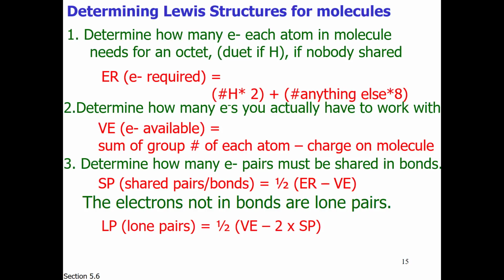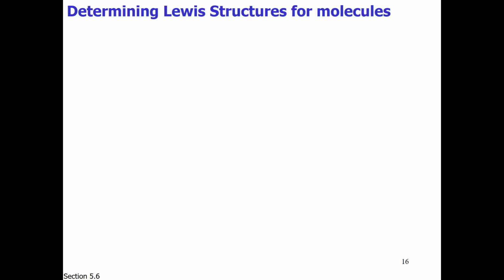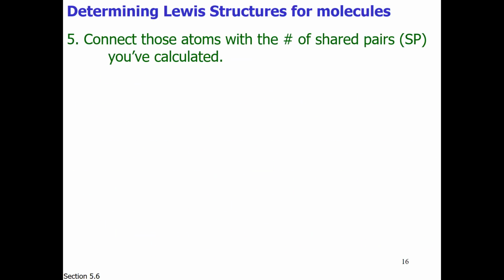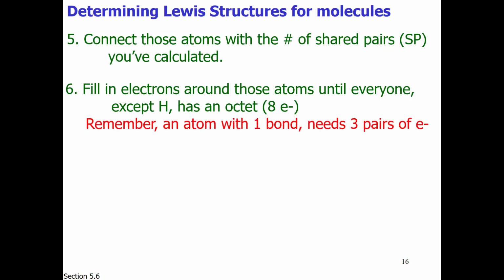and that's 1/2 the valence electrons minus 2 times the shared pairs. Then we write our atoms on the paper. First atom of a formula is generally the central atom. So connect your atoms with the number of shared pairs that have been calculated. Fill in the electrons around these atoms until everyone, except hydrogen, has an octet.